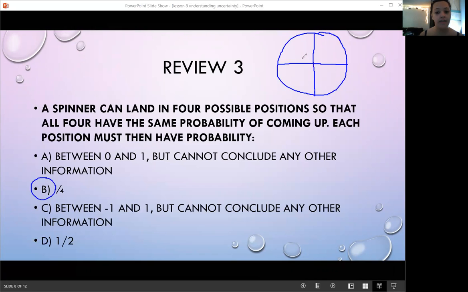And then in this case, since they all have the same probability, we want to decide what that would be. So we have 4 different sides here, or 4 different parts of the spinner. So each of these does have to be 1/4, because it's 1 out of the 4 pieces, and they all have to be the same. So then each position must have the probability of 1/4 because they're all the same, and then it is the probability of one of them happening. So our answer is B there.